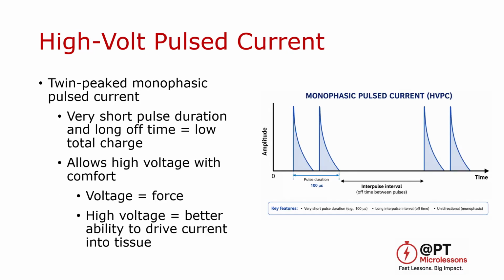Here is the twin-peaked monophasic pulsed waveform. As you can see, it uses a very short pulse duration with a long off time, resulting in a low total charge. This allows the use of high voltage while maintaining patient comfort. Voltage can be thought of as the driving force of the current. So with higher voltage, there is a greater ability to drive the current into the tissue and overcome skin resistance.